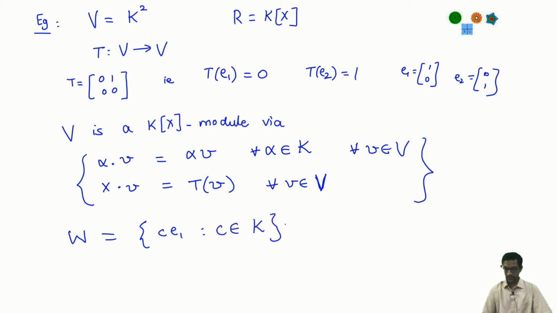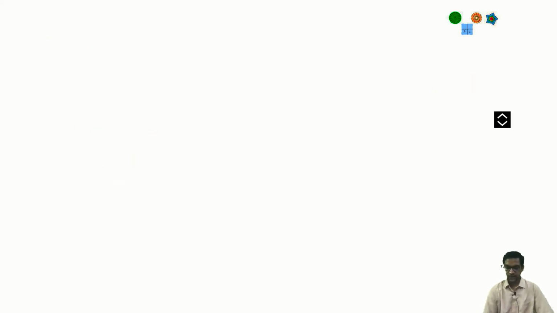So look at just all multiples C times E1, C coming from K. So this is a subspace of the vector space V, and I claim that in fact it's actually a submodule for the action of K[x]. Recall what a submodule is. It's just a subspace which is also invariant under the action of T. So let's check that W is T invariant.